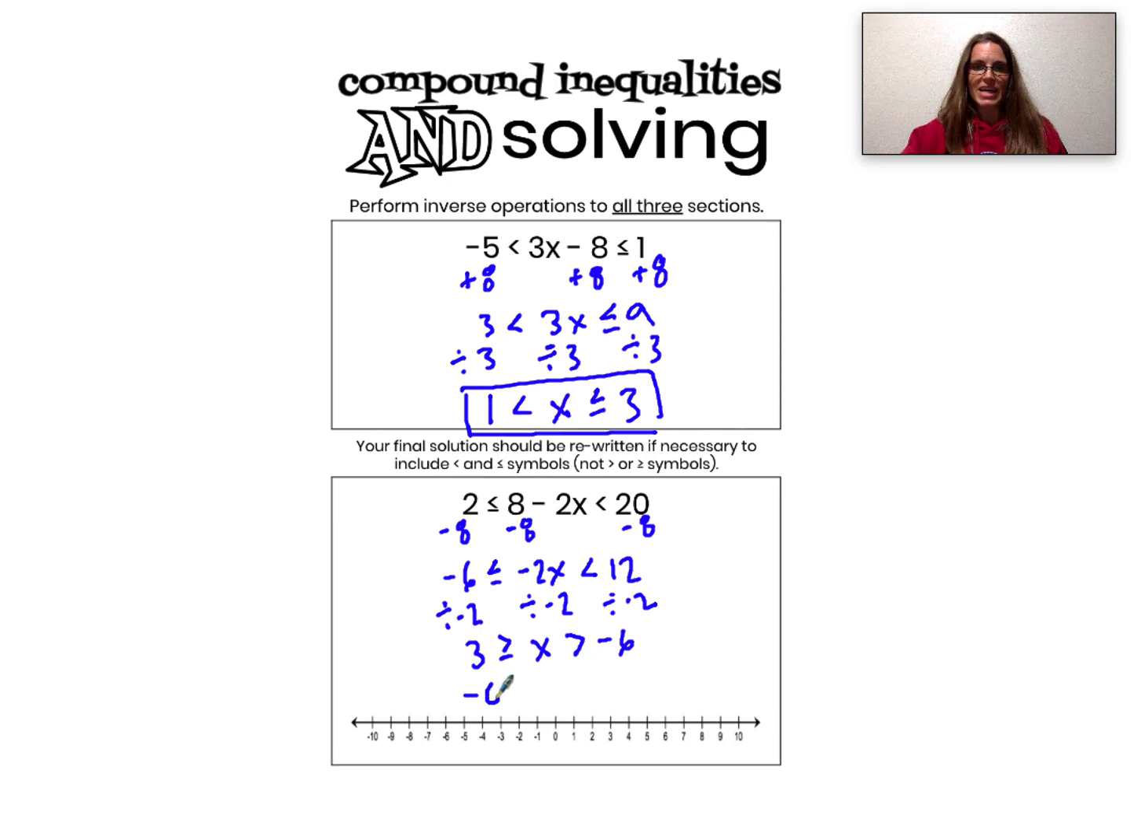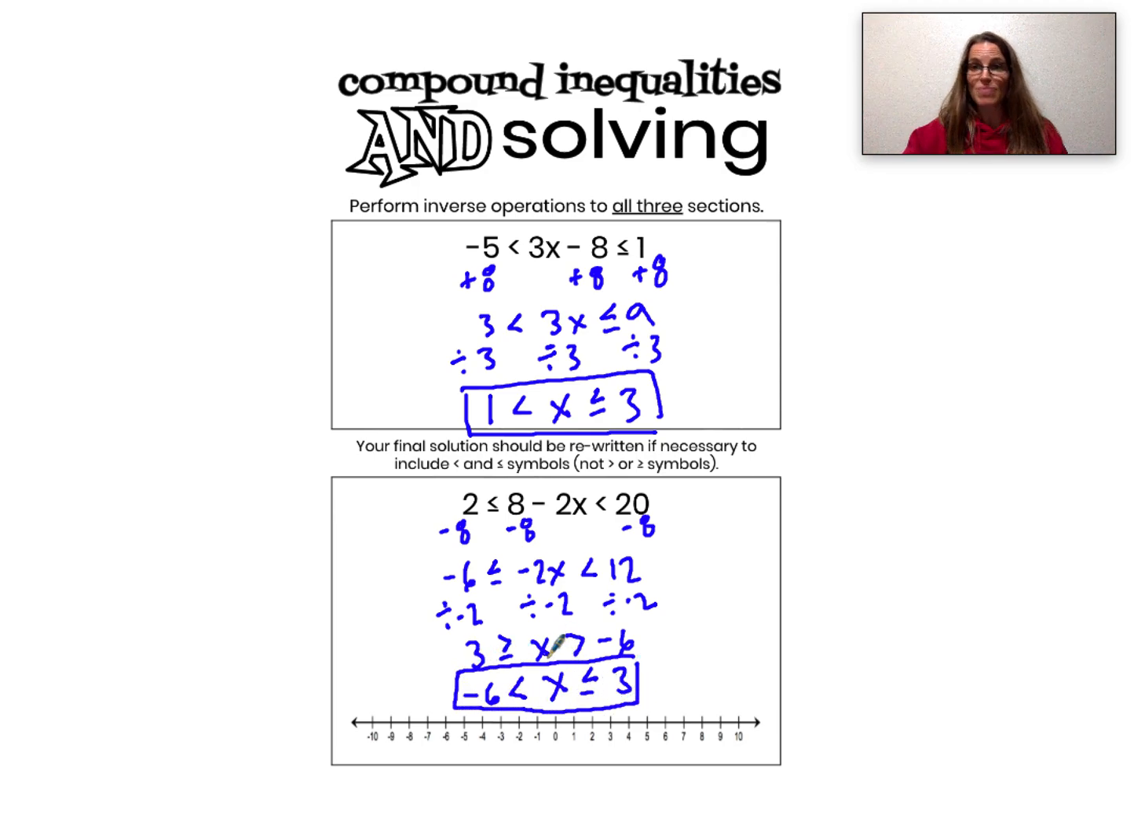I want to have negative 6 on the left, so my smallest value on the left. I'm going to rewrite this to a less than x. Rewrite this to less than or equal to 3. So these are equivalent. 3 is greater than or equal to x is greater than negative 6. That's equivalent to negative 6 is less than x is less than or equal to 3. Notice where the inequality symbols are. But this is my final solution.